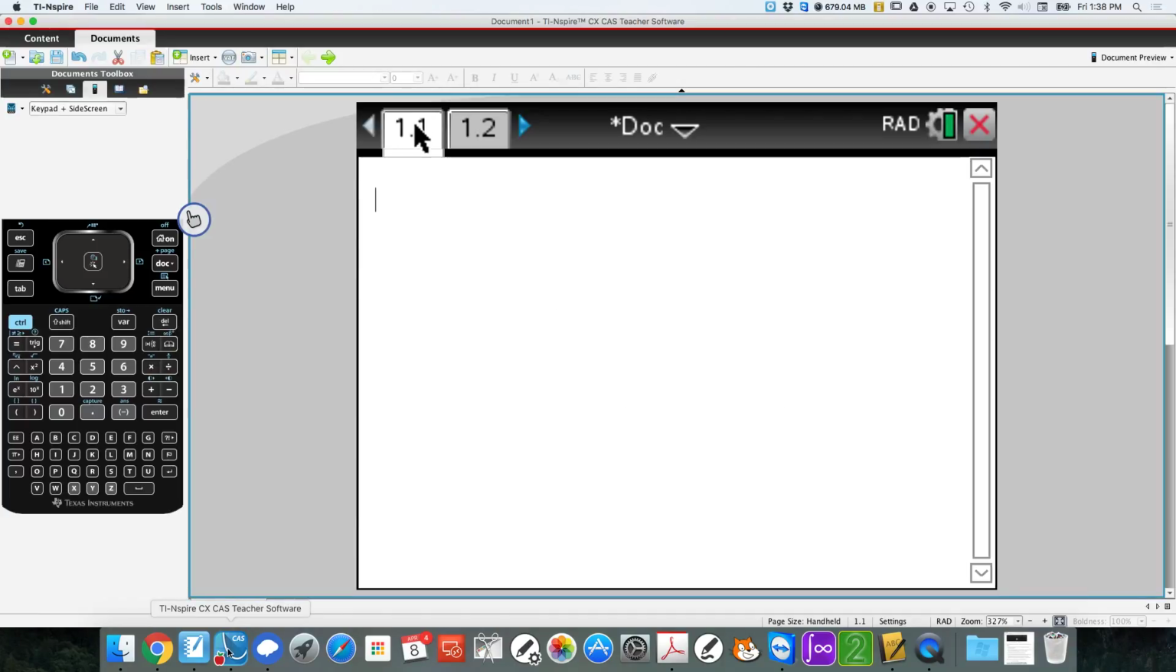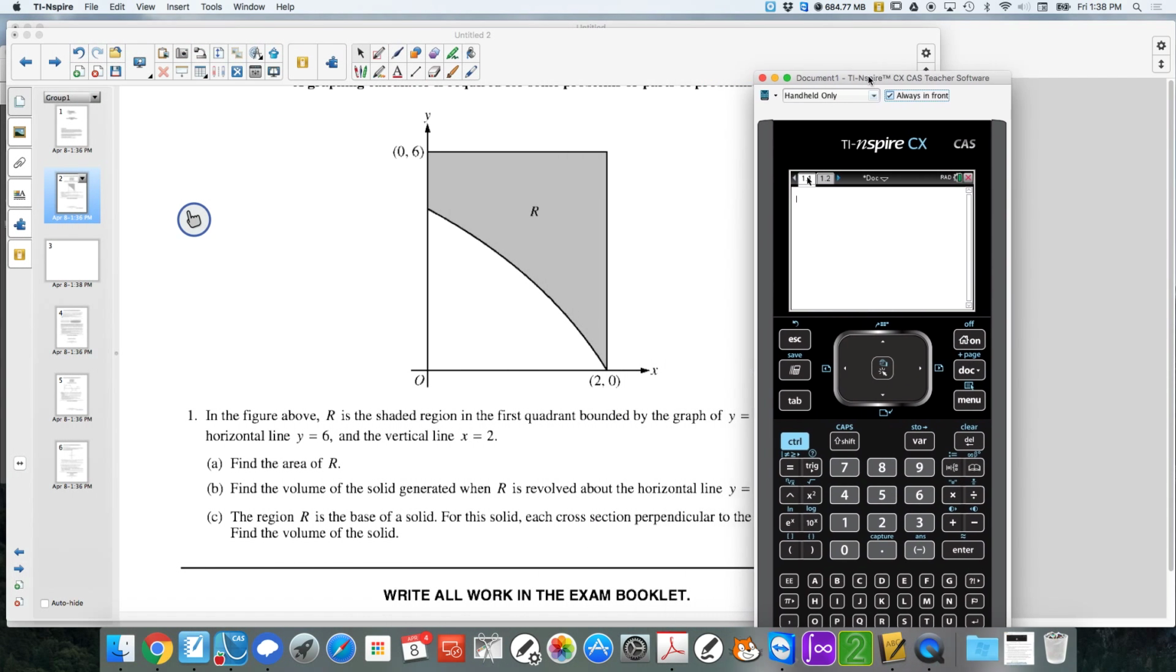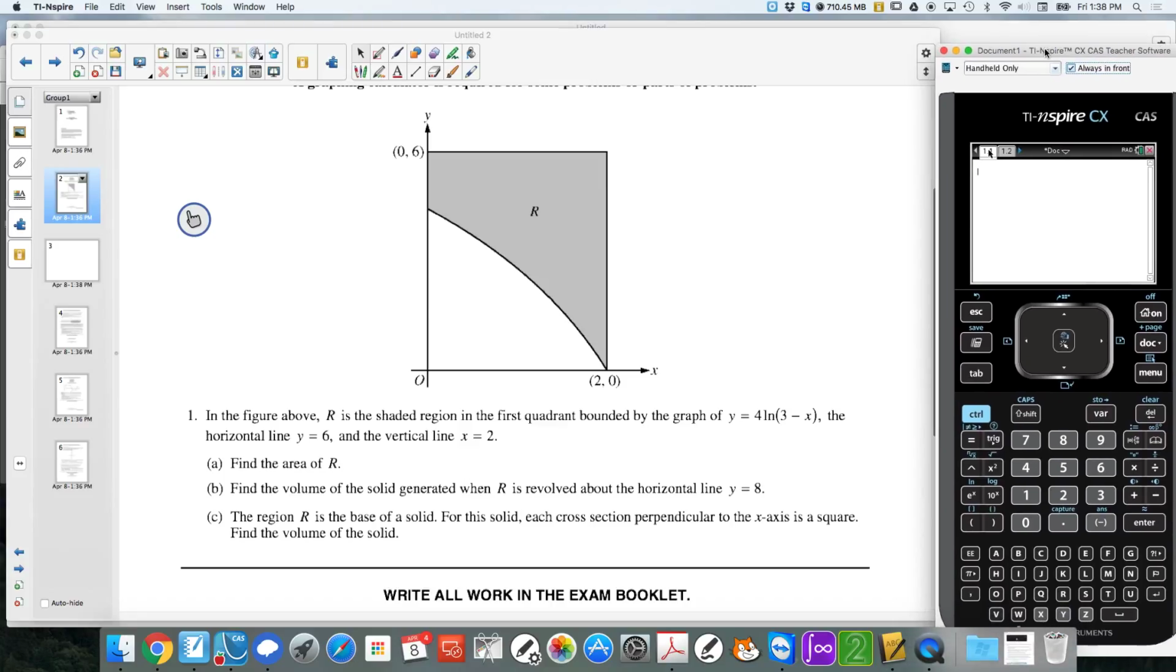I'm going to bring up my CAS calculator and change my screen so we can see the handheld while we're working. I'm going to throw that over there to you, Peter and Connor. There it is for you right there. So I'll read the information on here.